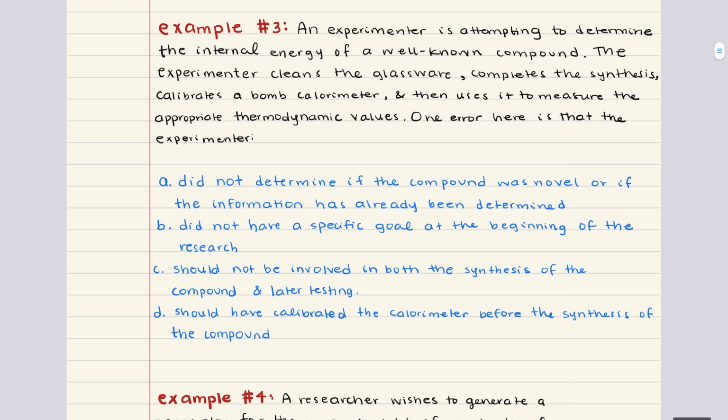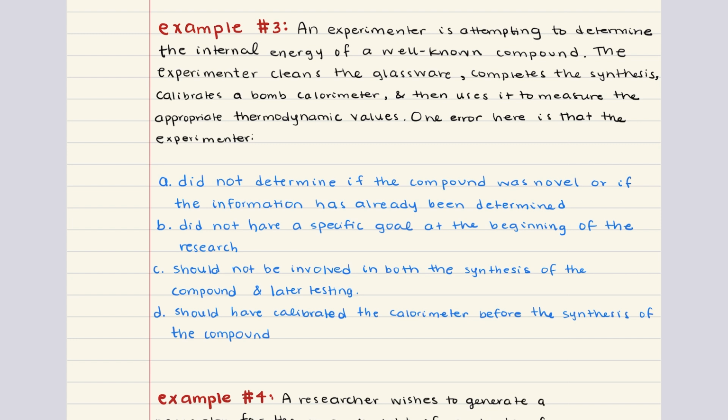Problem 3 says, an experimenter is attempting to determine the internal energy of a well-known compound. The experimenter cleans the glassware, completes the synthesis, calibrates a bomb calorimeter, and then uses it to measure the appropriate thermodynamic values. One error here is that the experimenter blanked. Let's go ahead and work through our options.